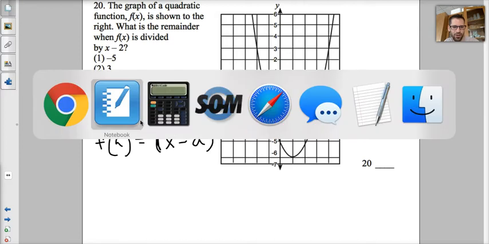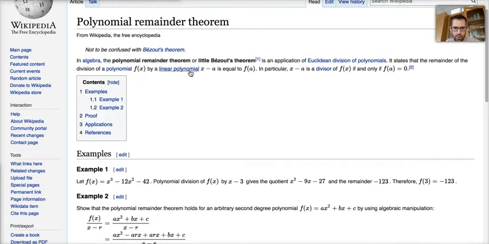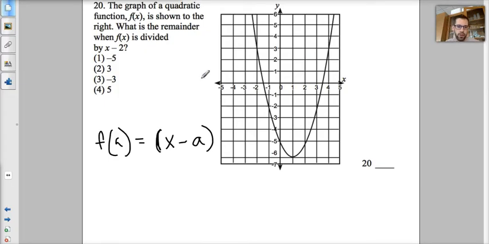So let me just double check exactly how it phrases it on the internet. I'm going to pull it up. I just did some Googling just to make sure I was good. It says that the remainder of the division of a polynomial f of x by a linear polynomial x minus a is equal to f of a. Yeah, so the remainder, I should say, is going to be equal to f of a.